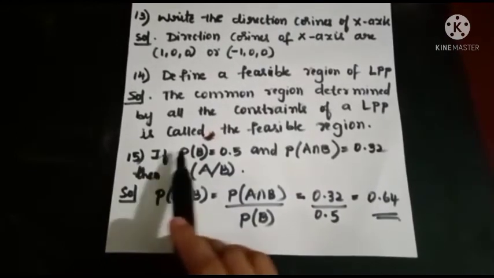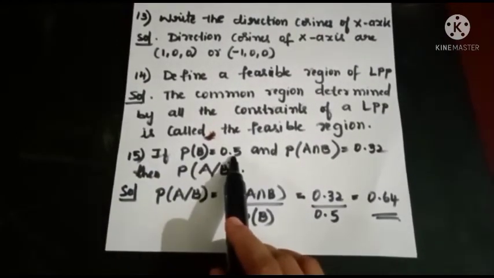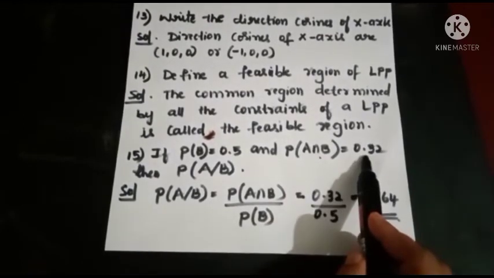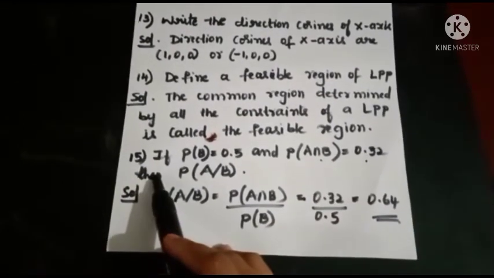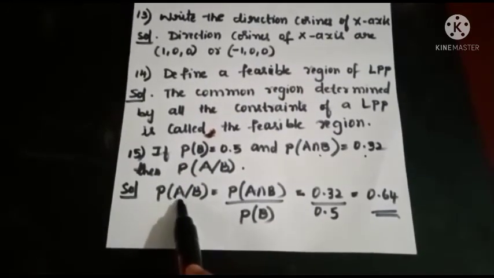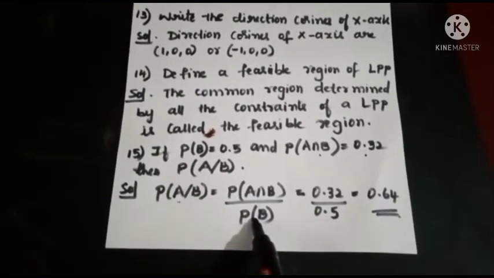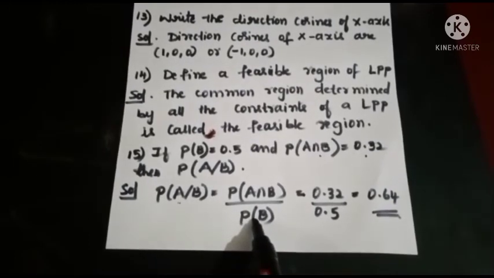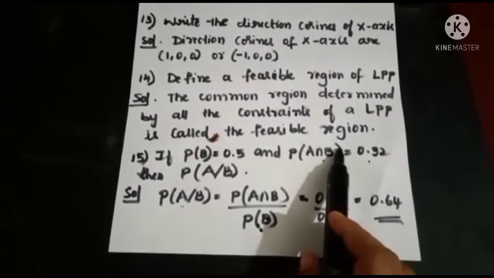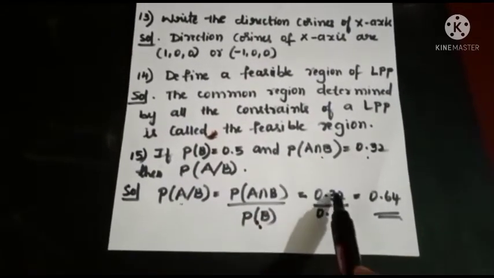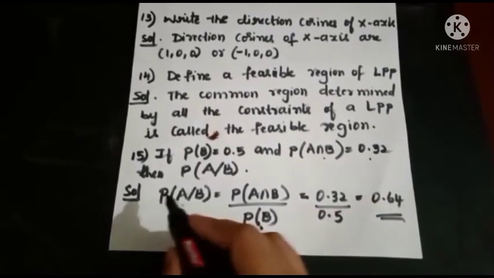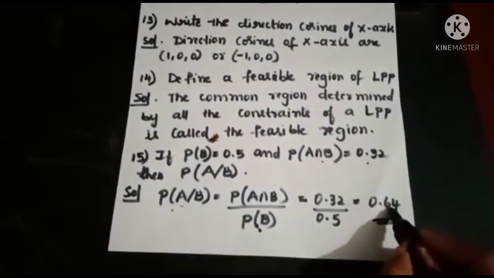Next, the 15th question is if P of B is equal to 0.5 and P of A intersection B is 0.32, then we need to find P of A by B. So P of A by B is defined as P of A intersection B over P of B. Since both values are given, just substitute and divide. So the answer is 0.64. Therefore, P of A by B is 0.64.